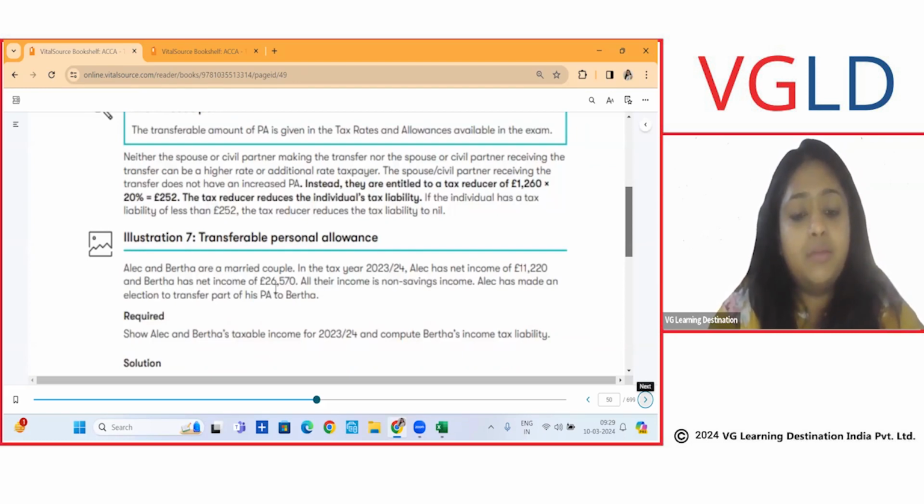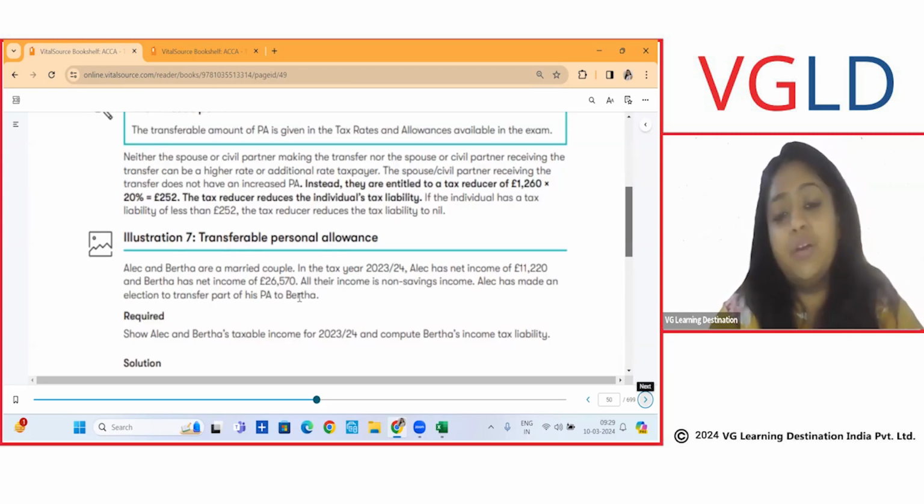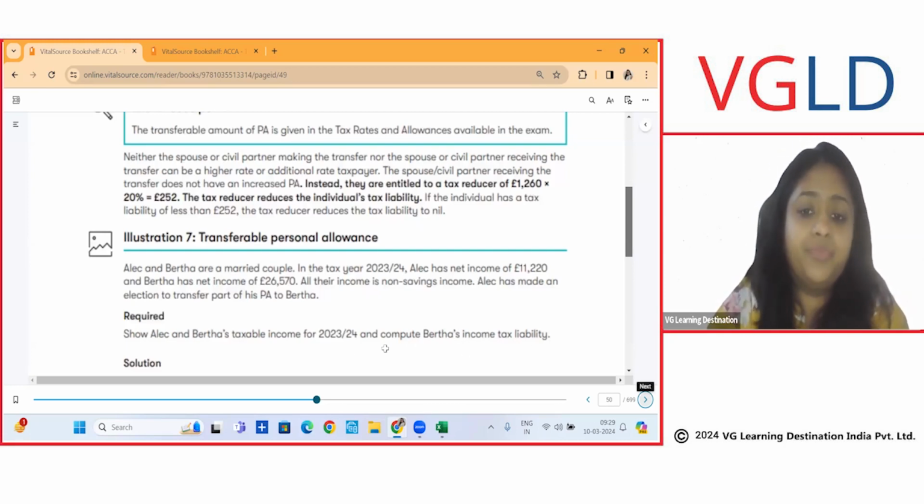Alec and Bertha are a married couple. In the tax year 23-24, Alec has net income of 11,220 and Bertha has net income of 26,570. All their income is non-savings income. Alec has made an election to transfer part of his PA to Bertha. You know, part means 1260 will be transferred. That we will reduce from Alec's PA, and for Bertha, we will give a tax reducer. Show Alec and Bertha's taxable income for 23-24 and compute Bertha's income tax liability. I'll compute for both.